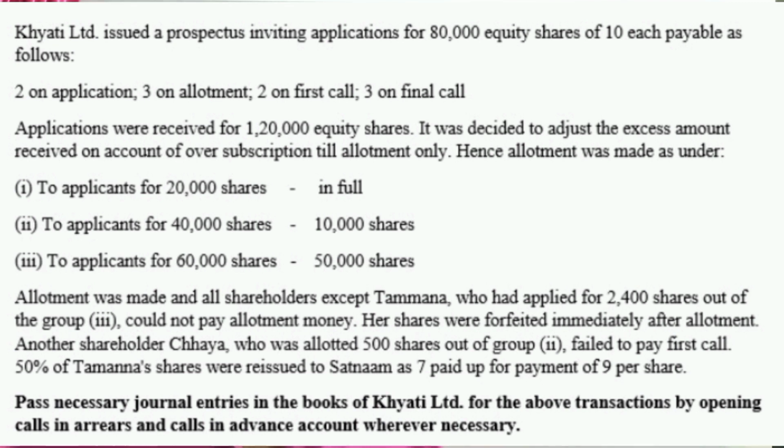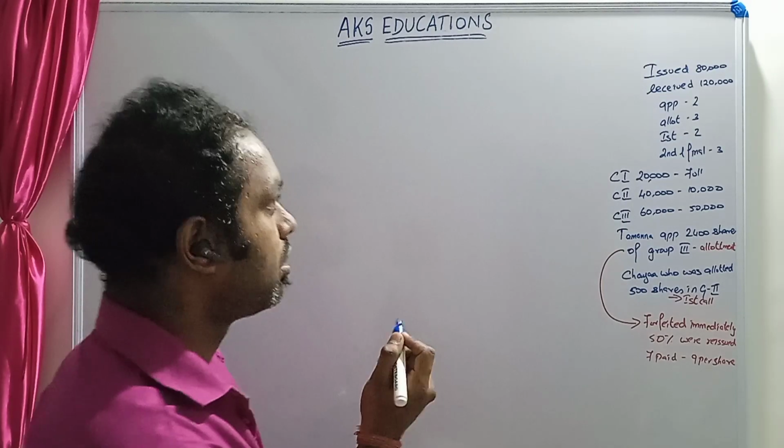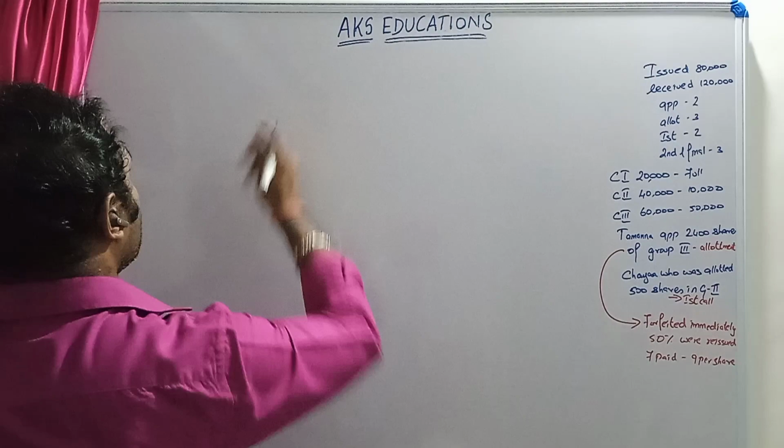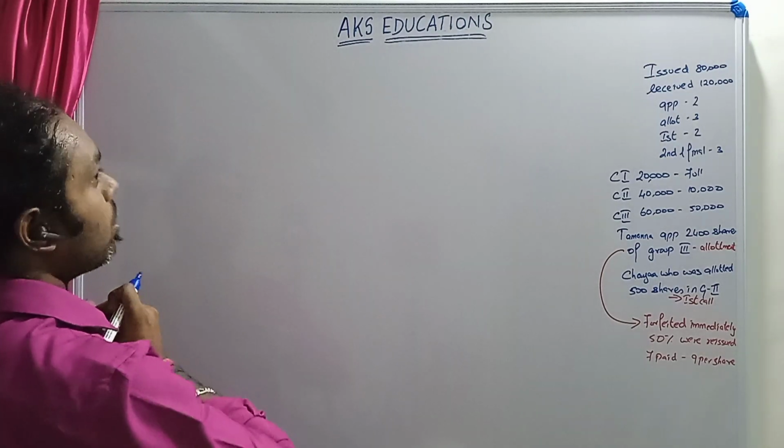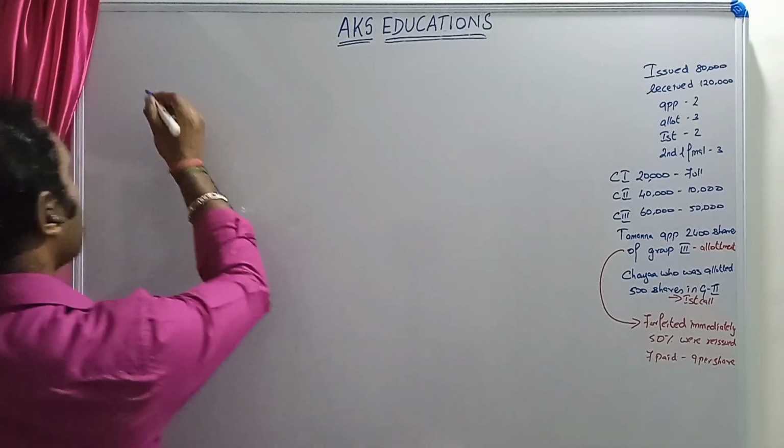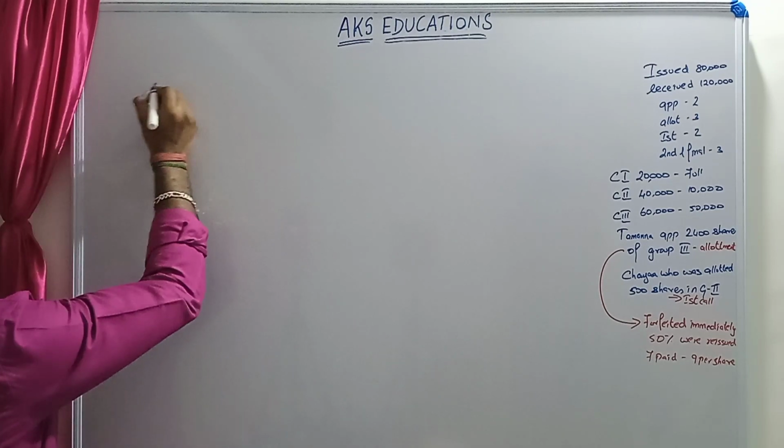So till here, we'll just pause the question. Alright, so then we'll just do the working in between. Obviously, we can utilize and we can do it. So first we'll start with bank account debit. Okay, we'll do the journal entries.